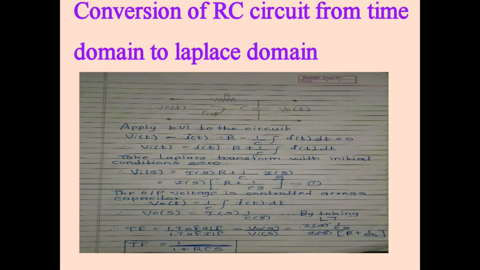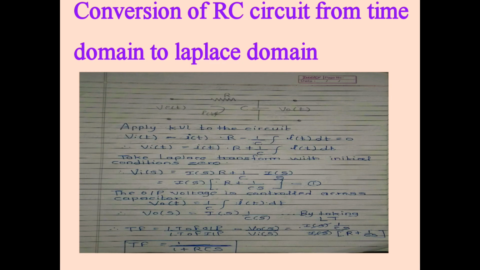Now applying KVL to the circuit, we get Vi of t minus i of t into R minus 1 upon C integration i(t) dt is equal to 0. Rearranging this, we get Vi of t is equal to R i of t plus 1 upon C integration i(t) dt. Taking the Laplace transform with initial conditions 0, we get Vi of s in its Laplace domain form is equal to I(s) R plus 1 upon C I(s) upon s. Taking I(s) common, we get I(s) into R plus 1 upon Cs.